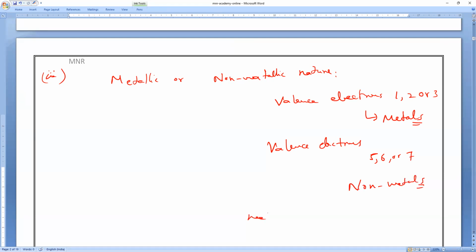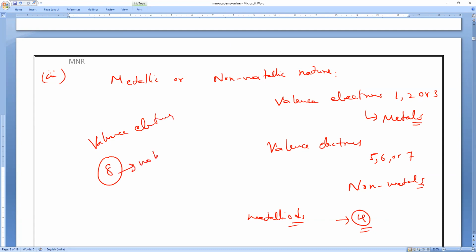Next, metalloids: what are they? Those with 4 valence electrons; of course, non-metals also will be there. So if there are 4, we can say metalloids. If valence electrons are 8, we call it a noble gas. So up to here, we finish in a minute of time.